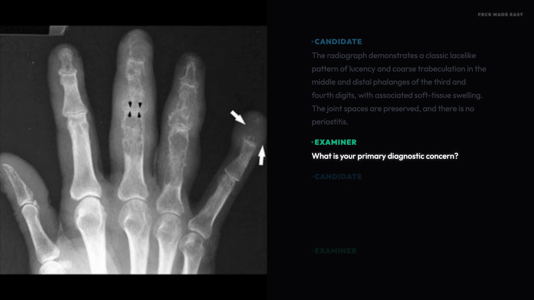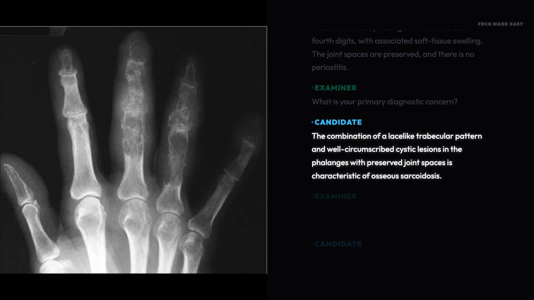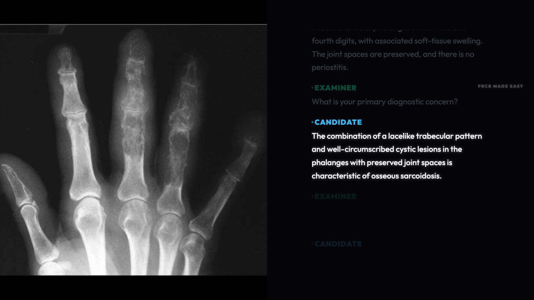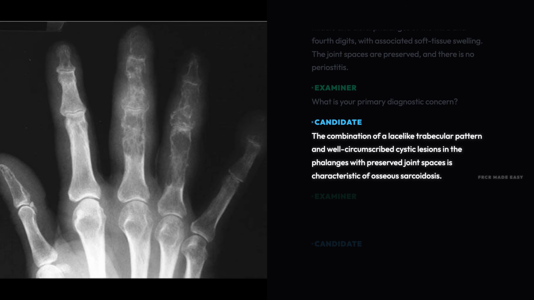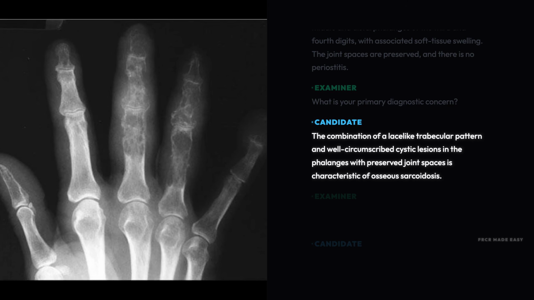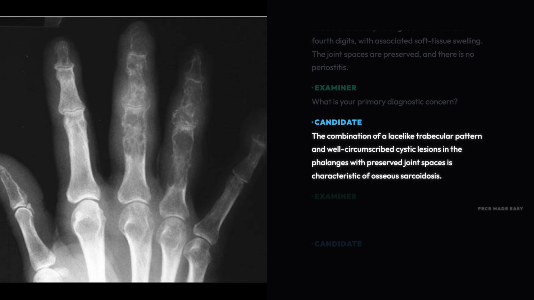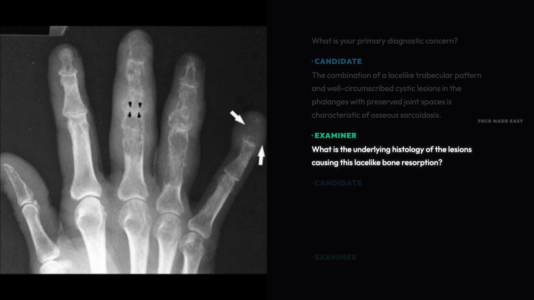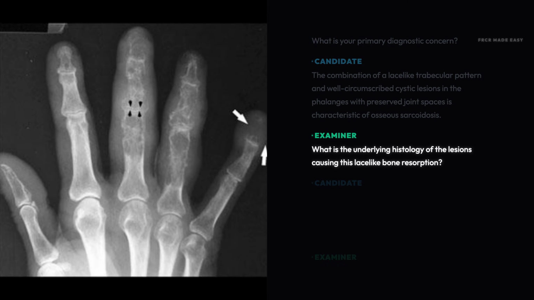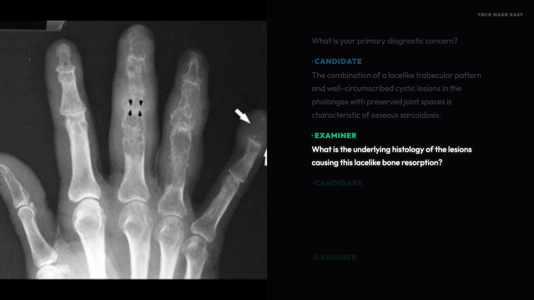What is your primary diagnostic concern? The combination of a lace-like trabecular pattern and well-circumscribed cystic lesions in the phalanges with preserved joint spaces is characteristic of osseous sarcoidosis. What is the underlying histology of the lesions causing this lace-like bone resorption?